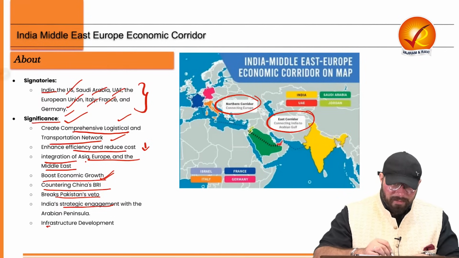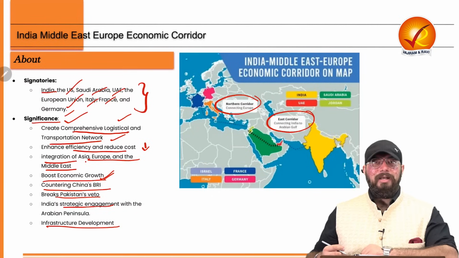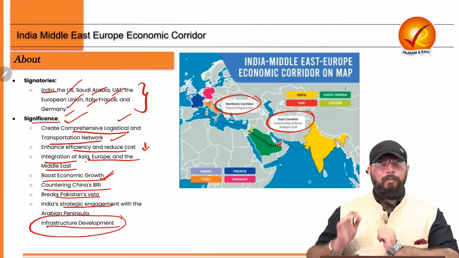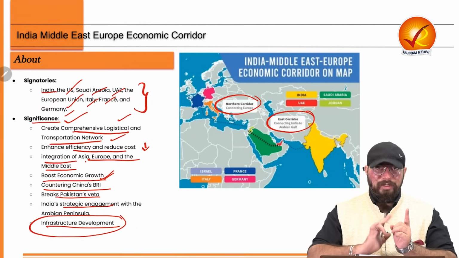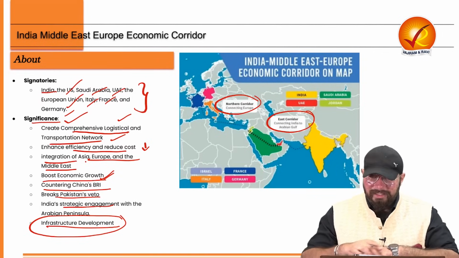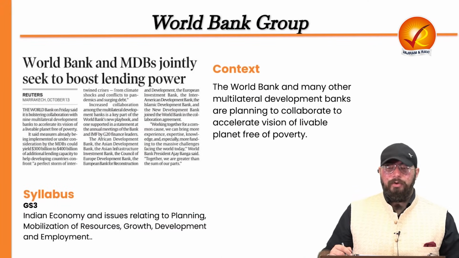as well. Infrastructure development. Now, this is a common point that if all these things are happening, ultimately what is there? Ultimately, infrastructure in the world, especially in this region, is developing. So, infrastructure development is taking place. Now, this is about your IMEC. Now, let's move to the third topic. It's related to your World Bank group.